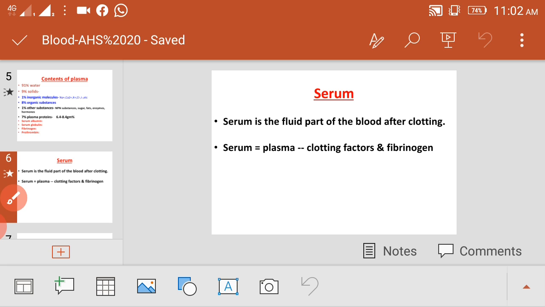Next is the serum. Serum is the fluid part of the blood after clotting. Once you keep the blood, what will happen? The blood is a liquid, so it will run, and bleeding will take place. After some time, the bleeding will stop, because the clot will form. So there is a clotting mechanism. After clotting of the blood, some fluid oozes from the clotted blood. That is called serum. Serum equals plasma minus clotting factors and fibrinogen.